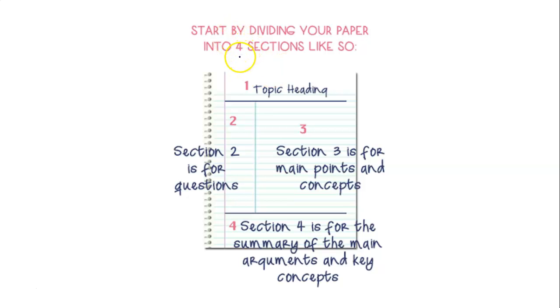We're going to start by dividing our paper into 4 sections. So across the top, I want you to put one long line and you're going to put your topic heading at the top. Today's topic heading is compound inequalities. So go ahead and write that. And you're going to want to put today's date to the right-hand side. That will help you organize.